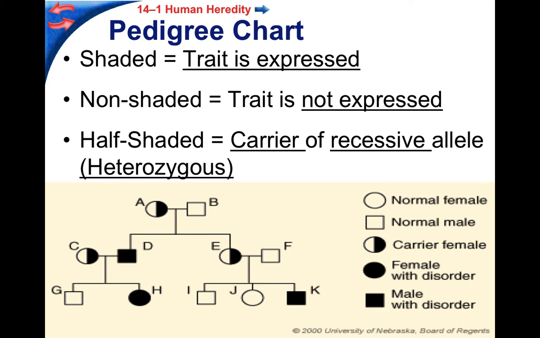Okay, and then if you notice letters A and C, they are half shaded. We're going to call those people carriers, specifically carriers of a recessive allele, meaning they're heterozygous. So they carry on one of their 2 chromosomes the recessive trait, but they don't express it because it's recessive. They have one dominant and one recessive allele, so they don't express it, but they are carriers, which means they could potentially pass it on to their children.